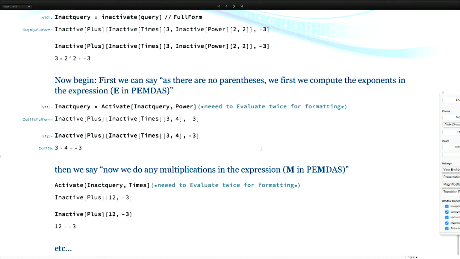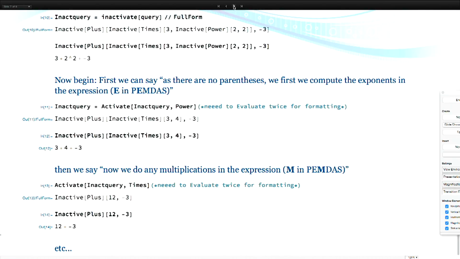And so in the next step, I could just take whatever I had here, right? Because I said the inactive query is the activated inactive query, so it's still this. And now I activate the times, because next we do multiplication in order of operations. So that's how the times 3, 4 became a 12, and so on. The next thing would be plus.